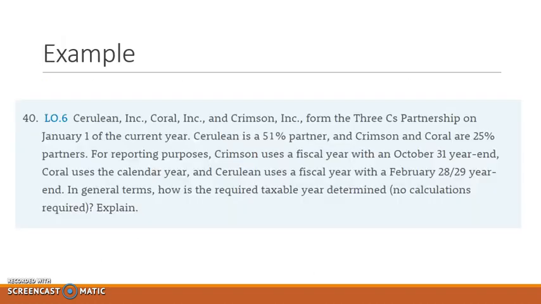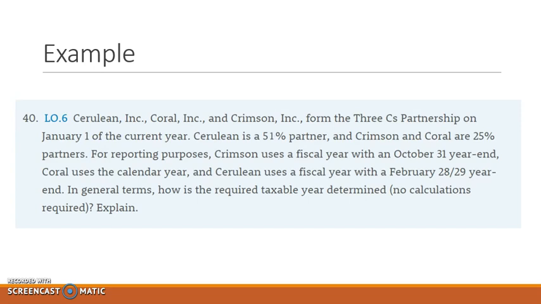So we're going to look at an example now. Cerulean Inc., Coral Inc., and Crimson Inc. formed the 3Cs partnership on January 1st of the current year. Cerulean is a 51% partner, and Crimson and Coral are 25% partners. For reporting purposes, Crimson uses an October 31st year, Coral uses the calendar year, and Cerulean uses a February 28/29 year end. So in general terms, how is the required taxable year determined?